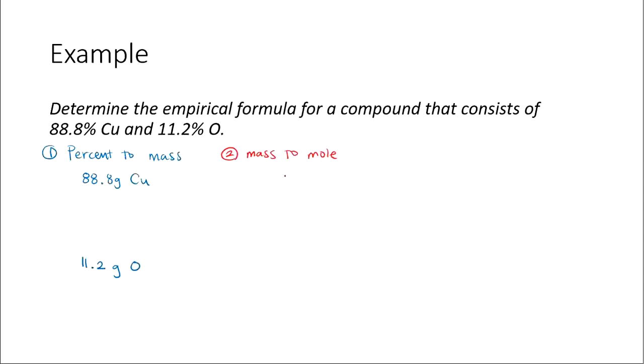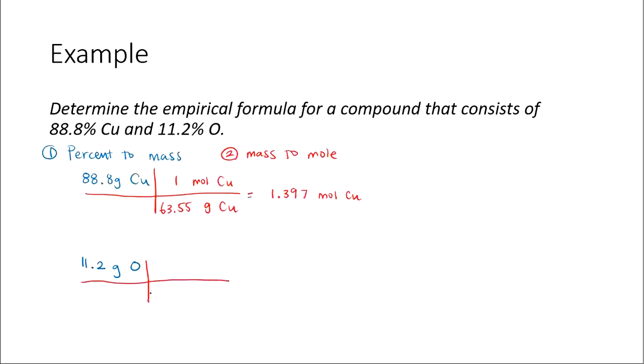So we're going to convert our mass to moles. So for copper, we are going to moles of copper. We bring down grams of copper. So that's molar mass. In 1 mole of copper, there's 63.55 grams of copper, and that is equal to 1.397 moles of copper. Now, I'm not worried about significant digits here because I'm still going through my problem and I don't want to consider significant digits until the very end. And to be honest, with these problems, we're actually not considering significant digits because at the end, we're going to be dealing with whole numbers.